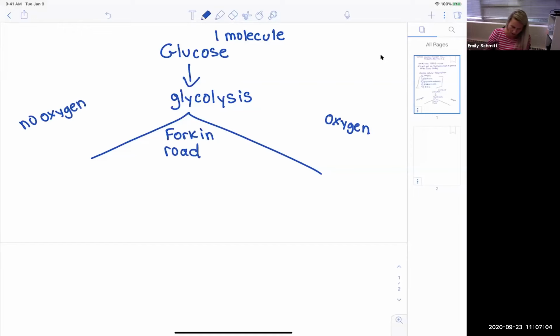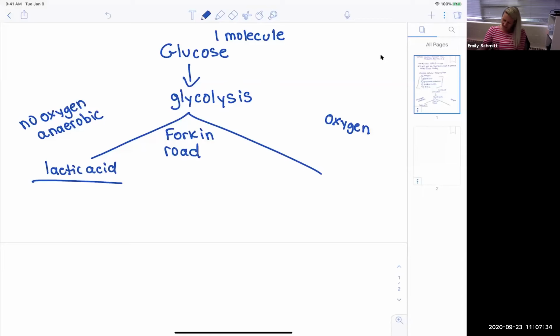So if we have no oxygen, we know that that is our anaerobic glycolysis that eventually ends in lactate formation. And we'll talk a little bit more about lactic acid formation, I think next week before we finish up Unit 2. So that's what we need to know about our anaerobic, no oxygen side of glycolysis.